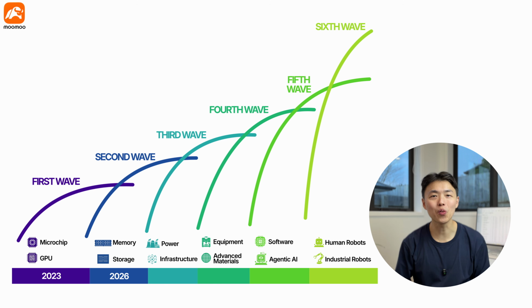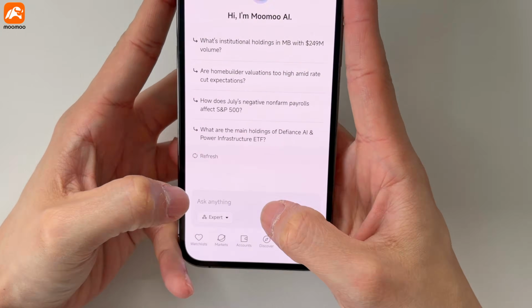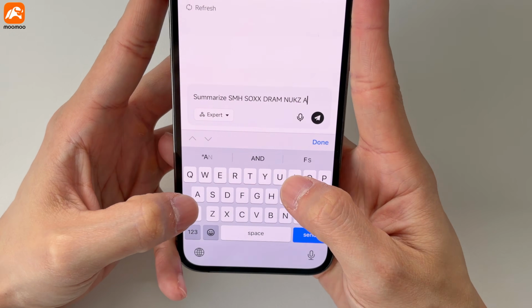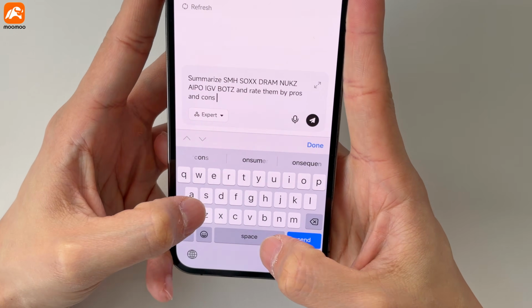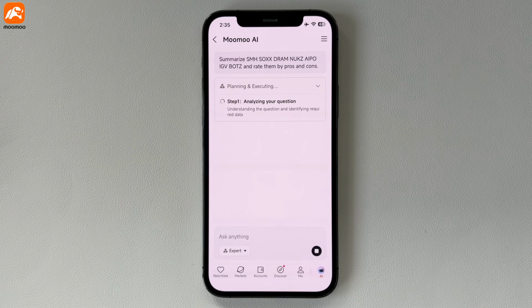But wait, if you are still confused about which ETFs to invest in, you can ask Moomoo AI Expert Mode to summarize all the ETFs. Let's see what it gives us. Summarize for me SMH, SOXX, DRAM, NUC, AIPO, IGV, and BOTZ, and rate them by their pros and cons. Let the AI do its research. It is pulling numbers in real time.